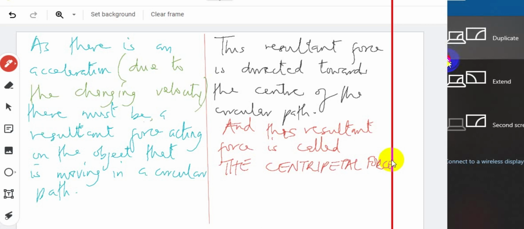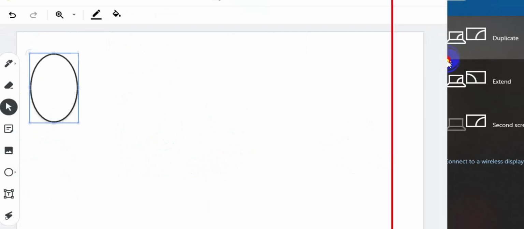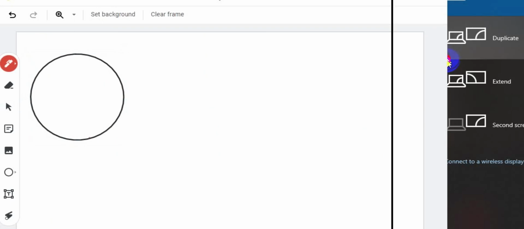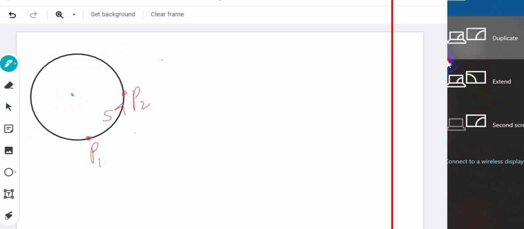So in summary, we can now draw the circle again with the force we've talked about. So if an object from P1 moves to P2, it covers a linear displacement S, assuming it's moving anticlockwise, and then an angular displacement theta, which is the angle it displaces as it moves from P1 to P2. So the angular displacement is theta.